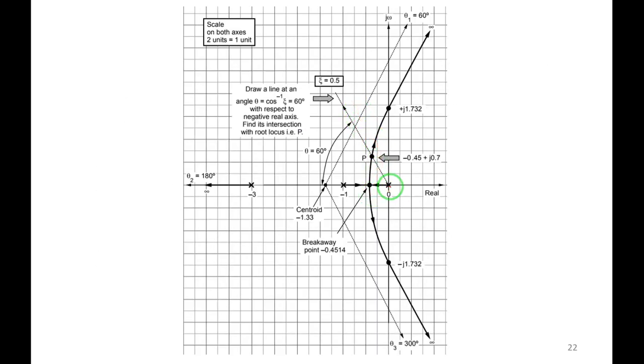You can observe here there are three branches. Poles are located at 0, -1 and -3. From -3, one branch is moving towards infinity. From 0, it is moving towards infinity in this direction. From -1, this branch is moving towards infinity. The poles s equal to 0 and -1 are very much closer to the imaginary axis, so these poles cannot be neglected. These are dominant roots.